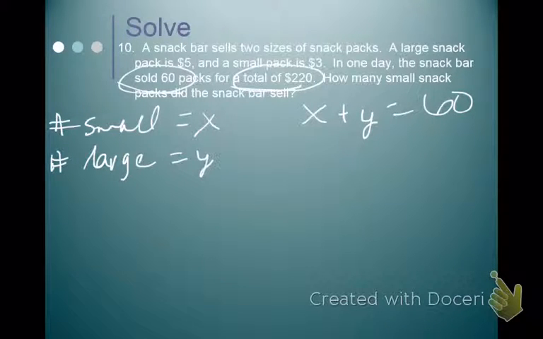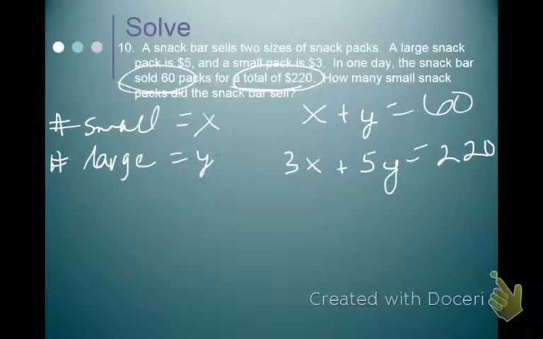Now we're talking about the value. If I sell x number of small packs, the monetary value of that many small packs is simply taking the number of packs that you sold, which is x, and multiplying it by, nope, not 5, sorry, 3, because that's how much each pack was. Same thing with the large. The large were $5 a piece, so we take the number of large packs and multiply them by 5. And if you add those two values together, they should come up to $220. That's how much they made. All right. There's your system.